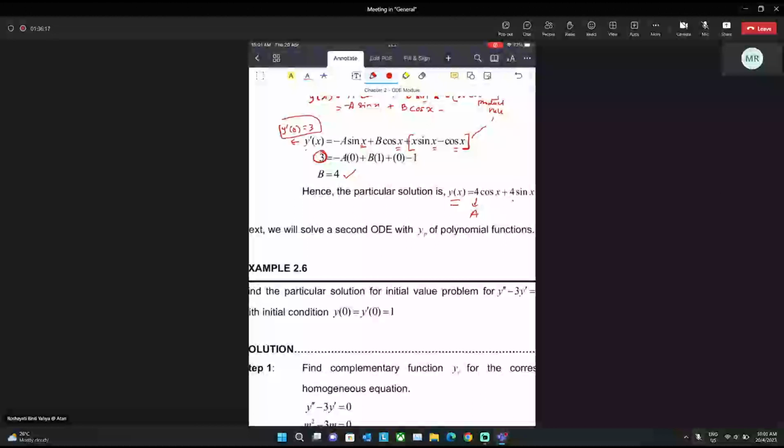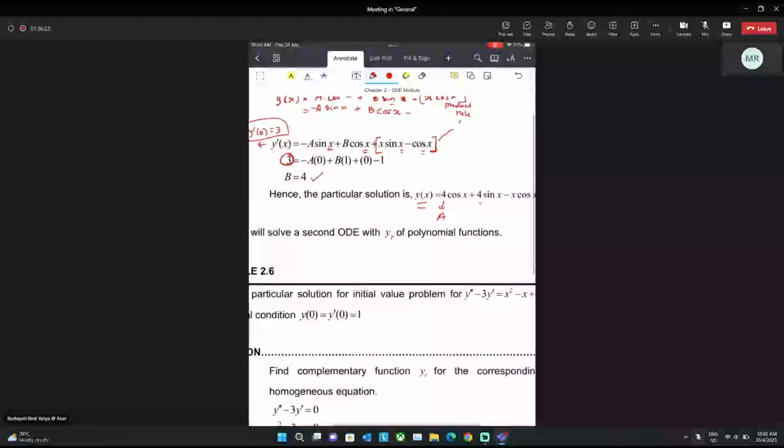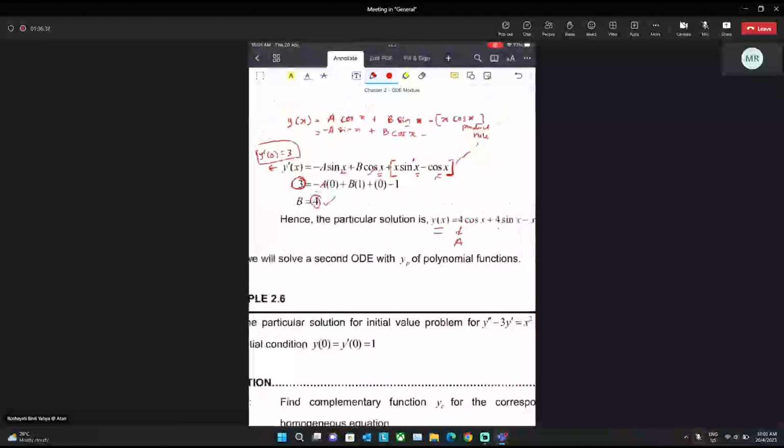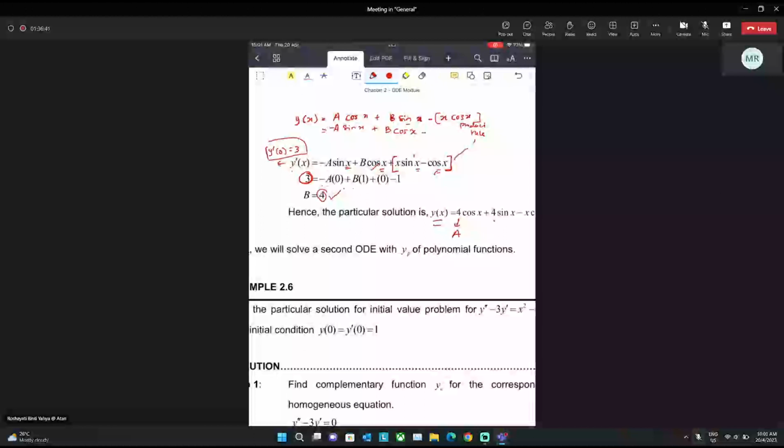Sekejap. x equal to 0, b equal to 4. Ada salah mana-mana ke? 4, 4, 4. Dapat tak 4? Dapat, madam. Oh, saya silap kat my notes ni. Sign, saya punya sign silap. Okey, dapat. Okey.